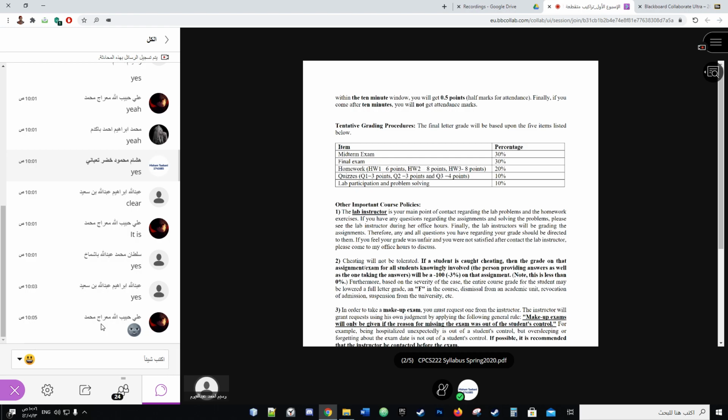So this is the tentative grading distribution. 30% for your midterm, 30% for the final. The homework together will be 20, and quizzes together will be 10, and lab participation and problem solving will be 10.